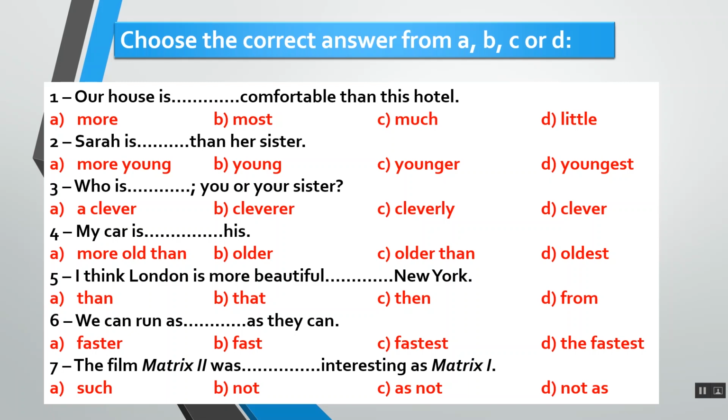Let's know the answers. Our house is more comfortable than this hotel. Sarah is younger than her sister. Who is cleverer, you or your sister? My car is older than his. I think London is more beautiful than New York. We can run as fast as they can. The film Matrix 2 was not as interesting as Matrix 1.